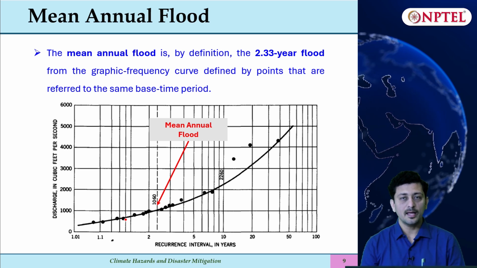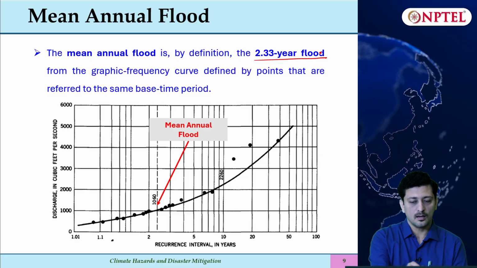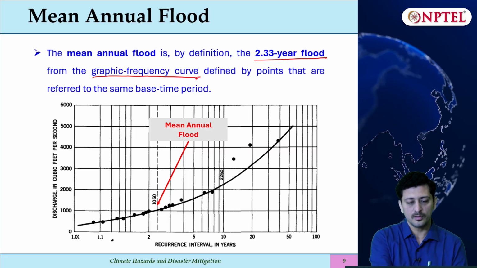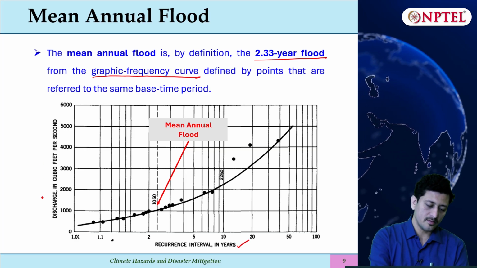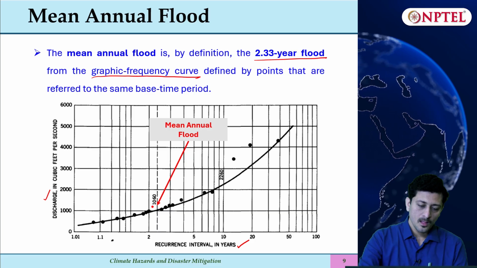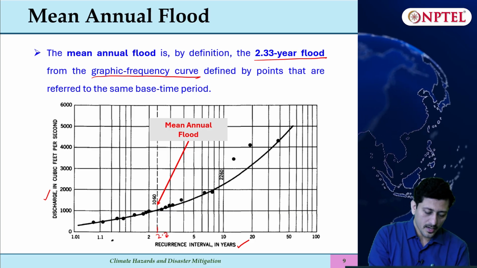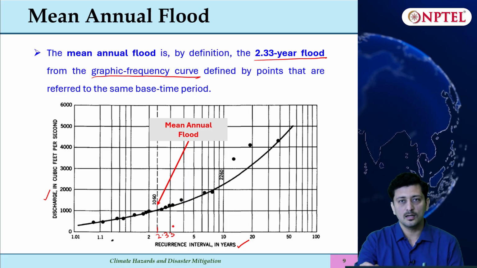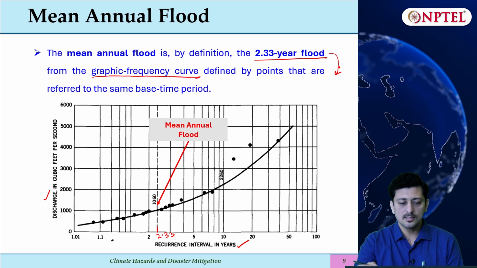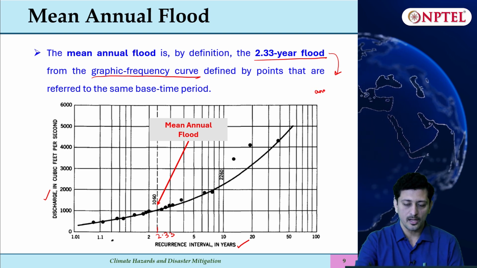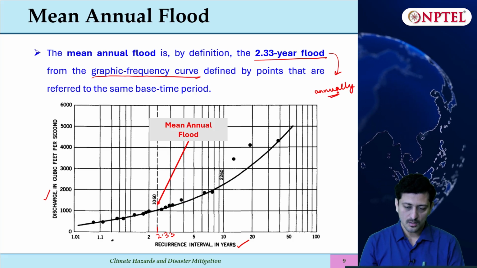Then we also discussed mean annual flood. Mean annual flood by definition is the 2.33 year return period flood that can be obtained from the graphical frequency analysis. Here on the x axis we have the recurrence interval, and on the y axis you have discharge. If you plot them, whatever value corresponds to this 2.33 year return period will give you the mean annual flood. The physical meaning is that it is the flood likely to occur annually.